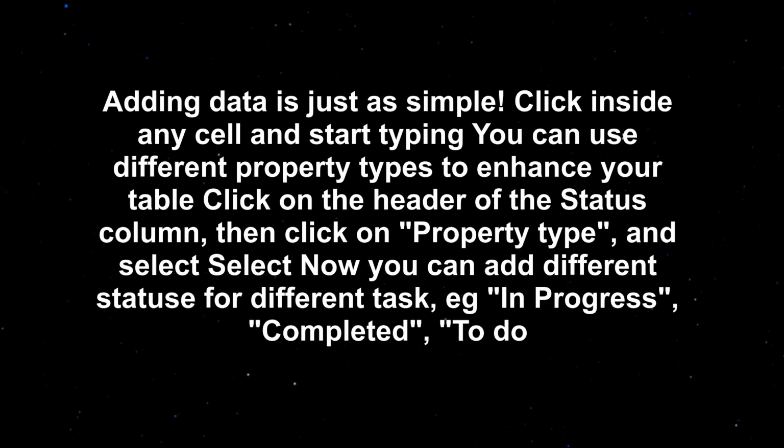You can use different property types to enhance your table. Click on the header of the status column, then click on property type and select. Now you can add different status for different tasks, e.g. in progress, completed, to do.